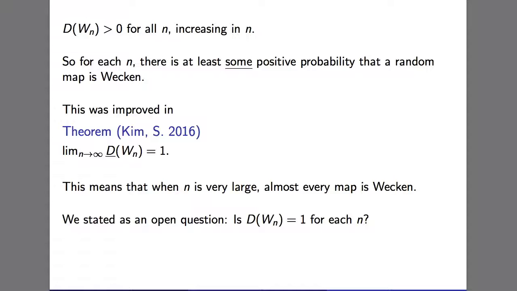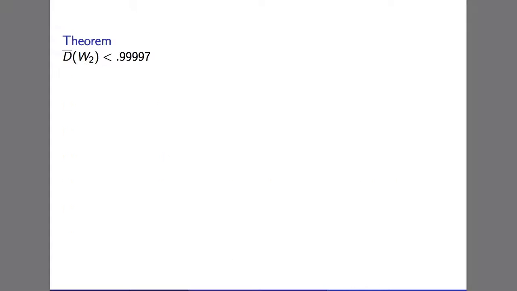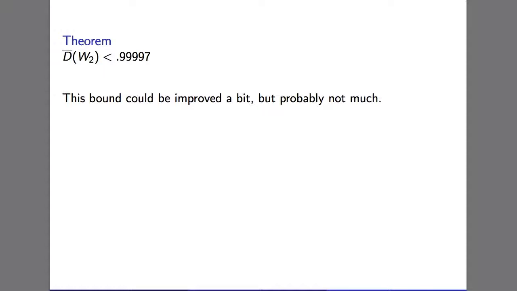And in the case n equals 2, at least, the answer is no. And this is a new result, actually. Here is the theorem. In the case n equals 2, it is not 1. It is actually less than this. So maybe close to 1, but not exactly 1. 0.99997. This upper bound here could be improved a bit, probably not a lot, although I'm not sure. We didn't really try to optimize the bound.